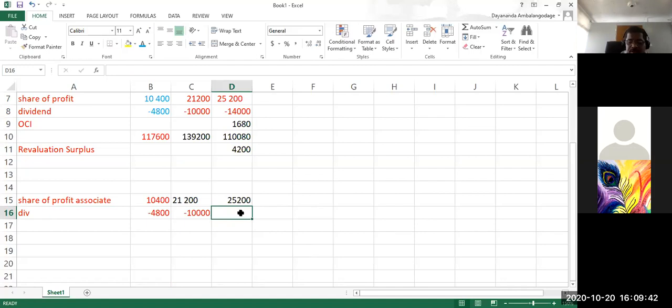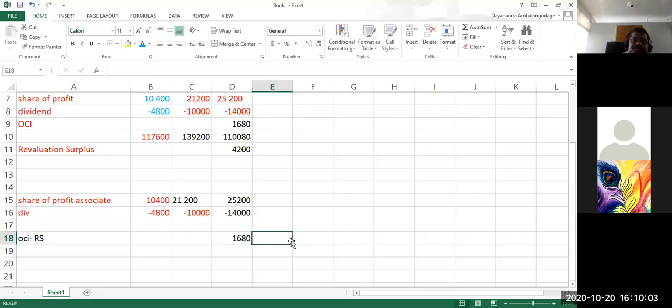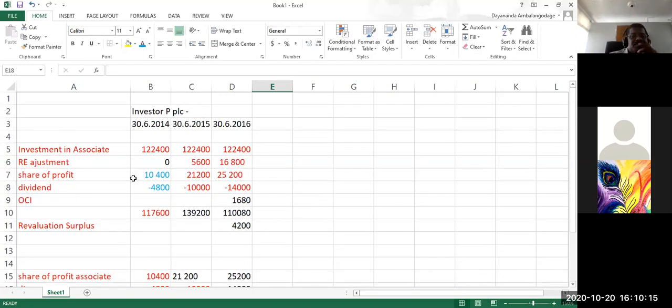Dividend, of course, 14,000 minus figure. And OCI, separate OCI item, there should be an OCI item. In the OCI, revaluation surplus has to be 1,680. Okay, so that is the journal, that is the adjustment, that is the balance sheet extraction.